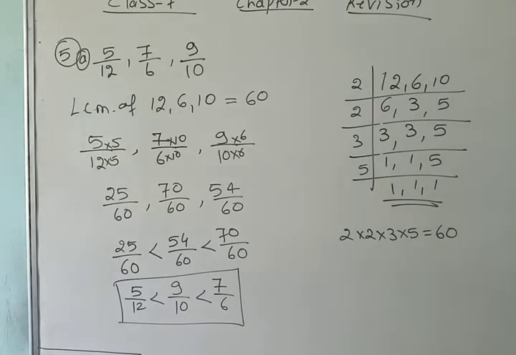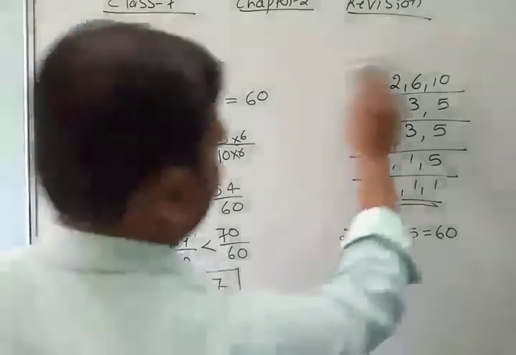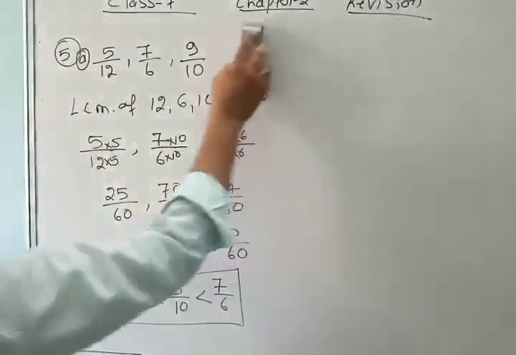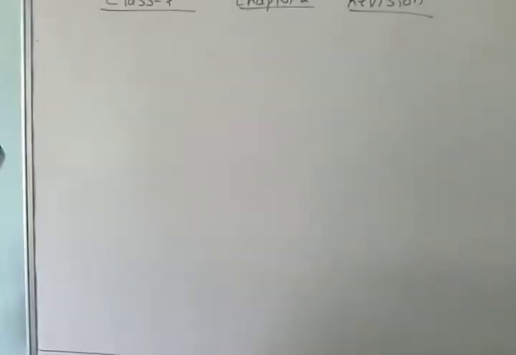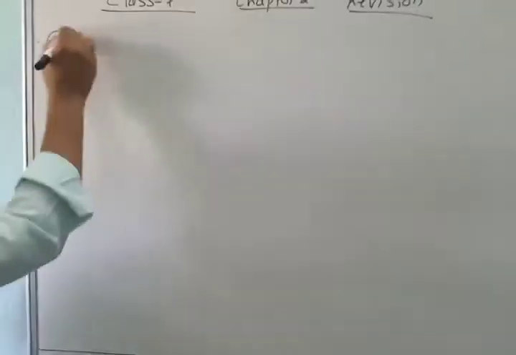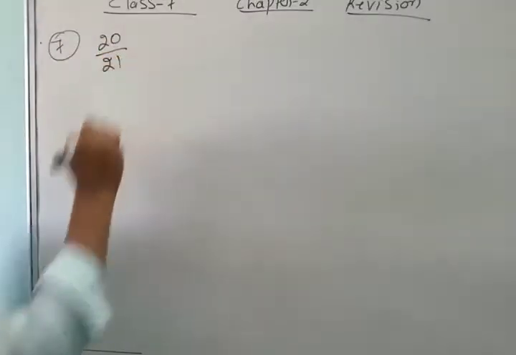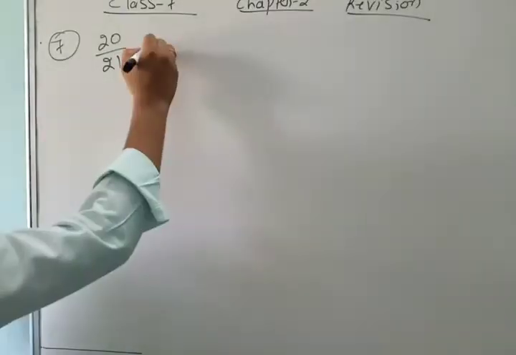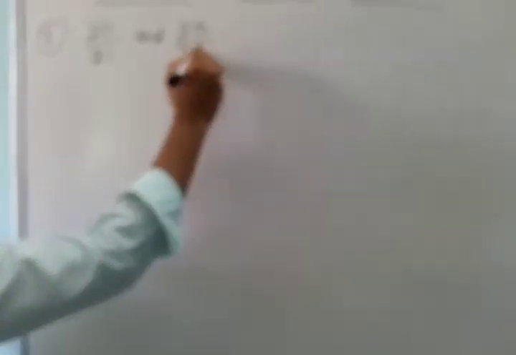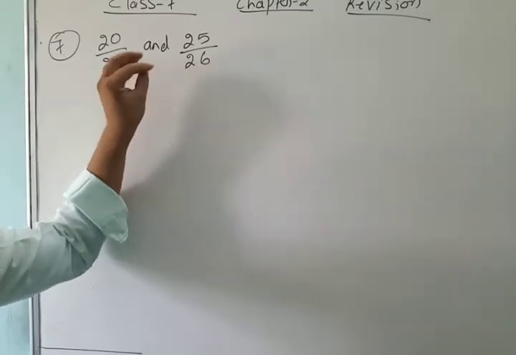Now come to the next question, that is the seventh question. In the seventh question, what we have to do? We have to insert a fraction between. Insert a fraction between 20 upon 21 and 25 upon 26. 26 upon 26 means क्या है? We are given these two fractions and we have to insert one fraction between these two.